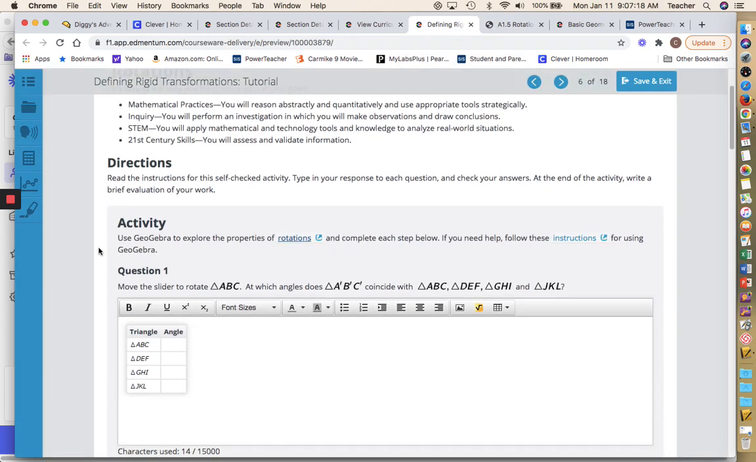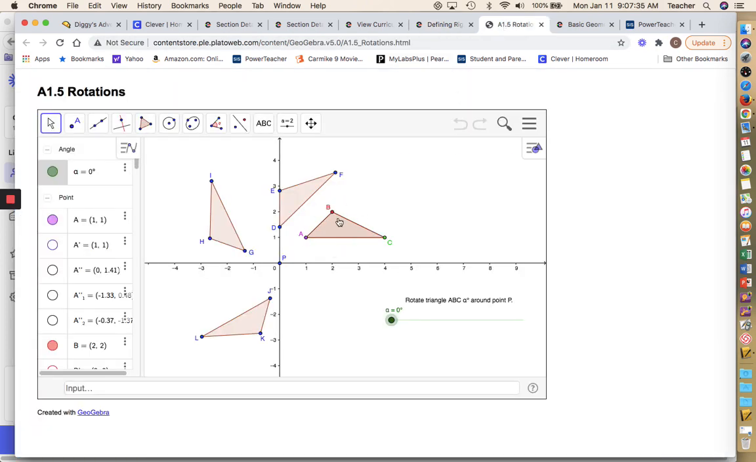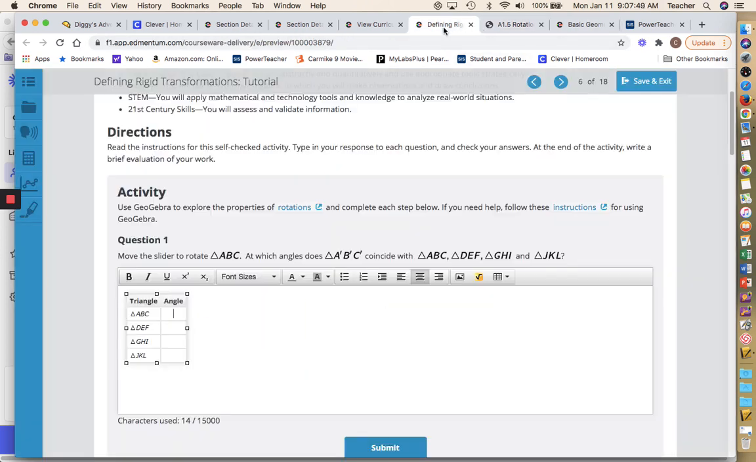All right, so let's see. Move the slider to rotate the original pre-image ABC so that at which angle does A prime, B prime, C prime coincide with all the others? Okay. Well, for it to be back onto itself, so ABC to lay on top of ABC, that would be a 0-degree turn because it has to stay on top of itself. Also 360. So 0 and 360. But since I haven't turned it yet, I'm going to say a 0-degree angle.